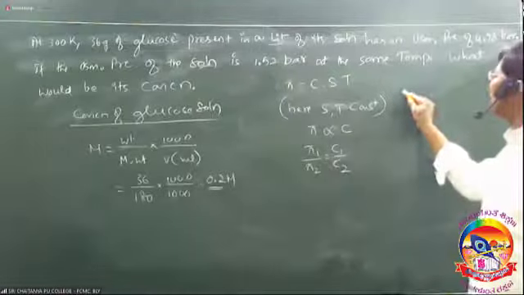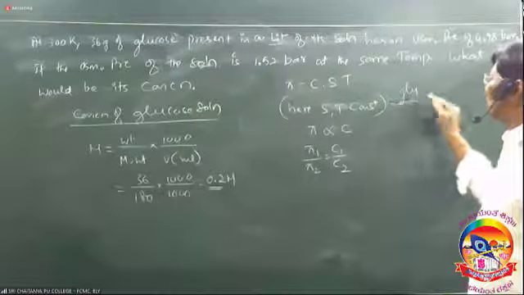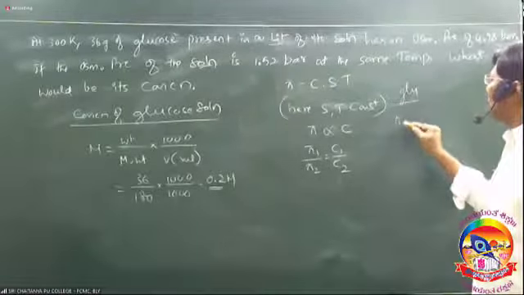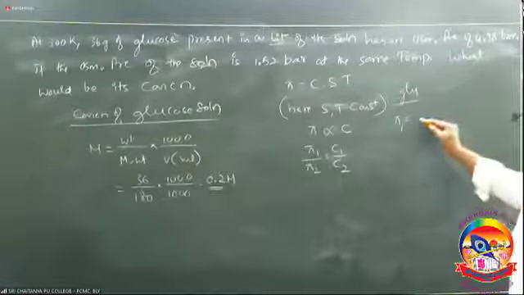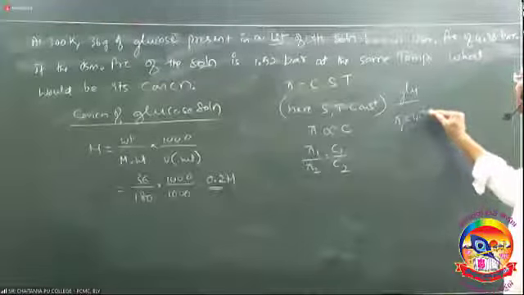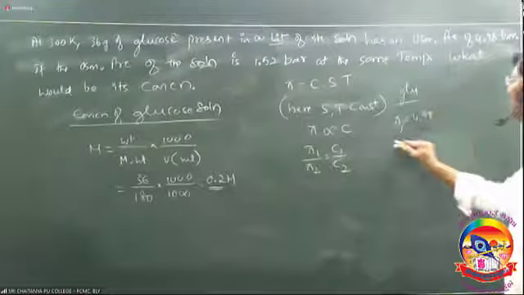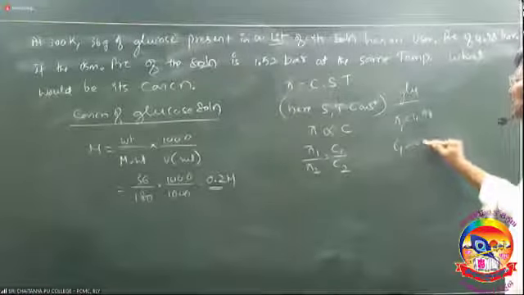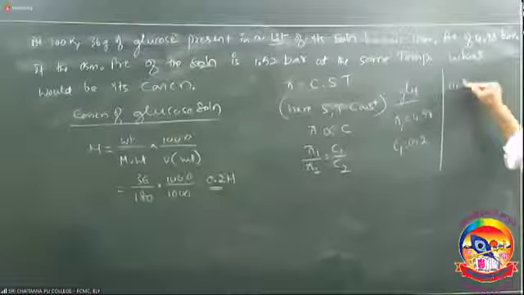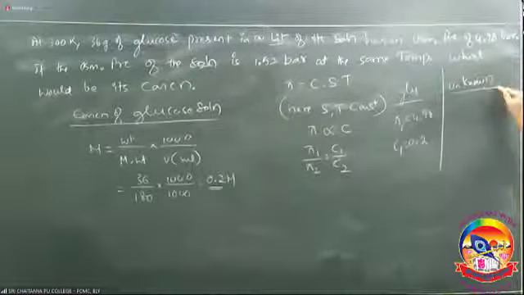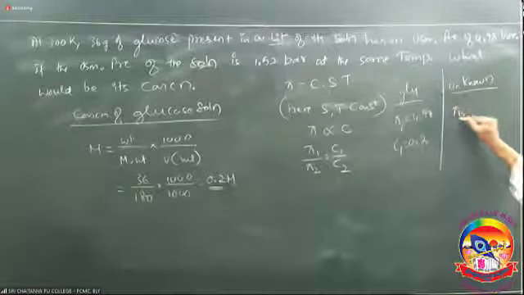Now consider glucose. What is the pi 1 value? How much? Pi 1 is 4.98. Then C1 is 0.2. Then this is the unknown solution. So pi 2 is given as how much?